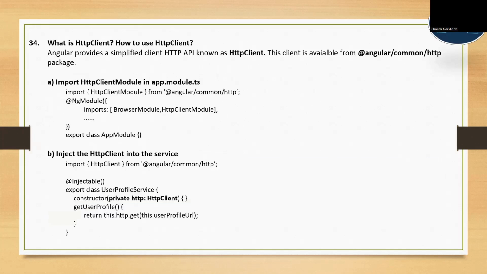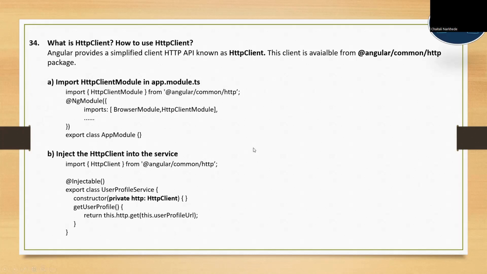Next question is, what is HttpClient and how to use HttpClient? Angular provides a simplified client HTTP API known as HttpClient. This client is available from the @angular/common/http package. To use that, you have to import HttpClientModule in app.module.ts, which is available from @angular/common/http. And you have to add it into the imports section.